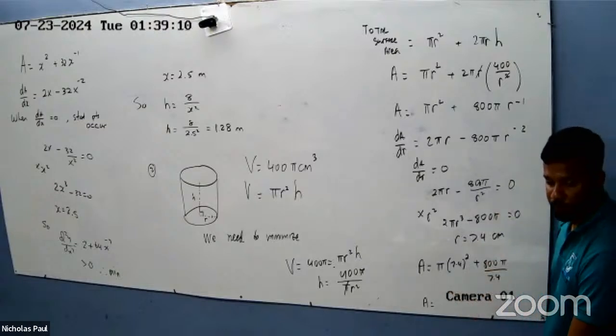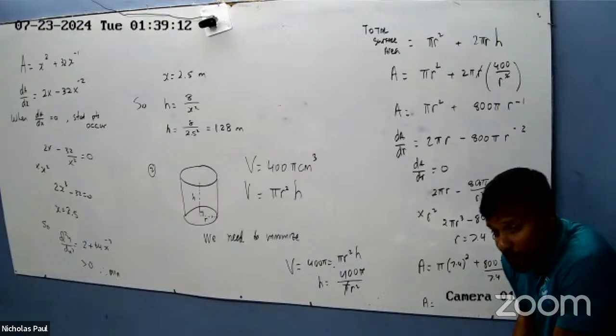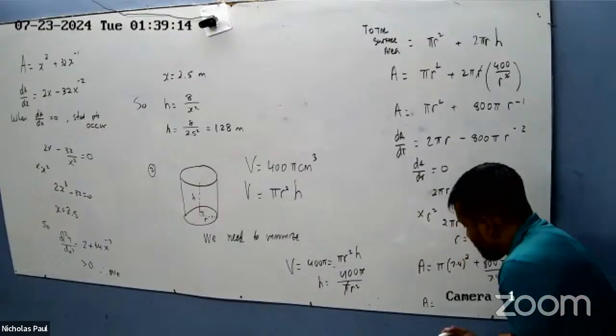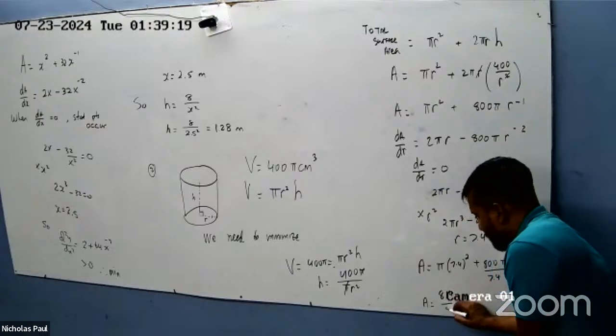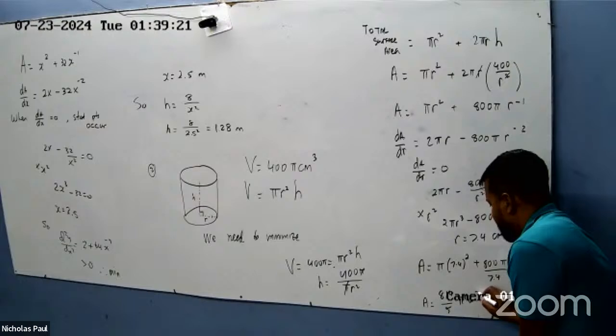How much is that? How much? 800 centimeters squared, right?